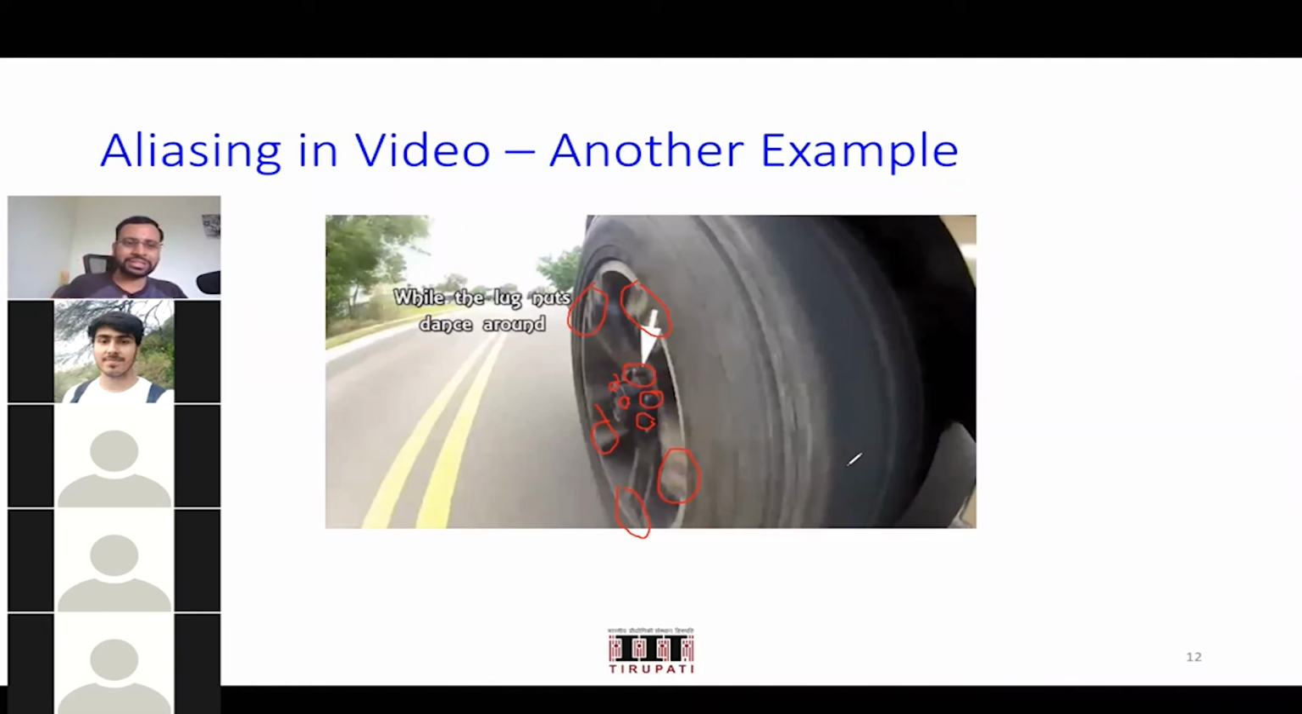We only have snapshots of it. That is why the number of points, if you notice, is different for various structures here, right? And that is what causes certain parts to rotate in the forward direction and certain parts in the backward direction.